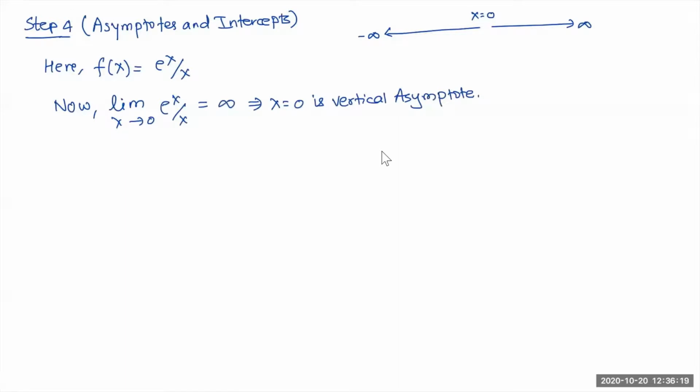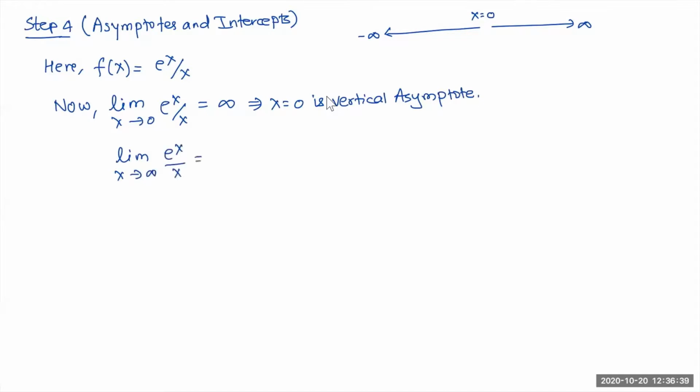Now let's try to find the horizontal asymptote. To find the horizontal asymptote, we have to find the limit when x approaches negative infinity and when x approaches positive infinity. So limit as x approaches positive infinity of e to the x over x.